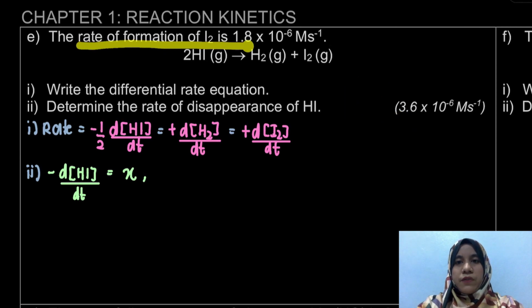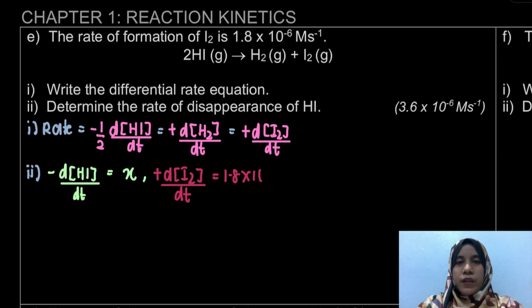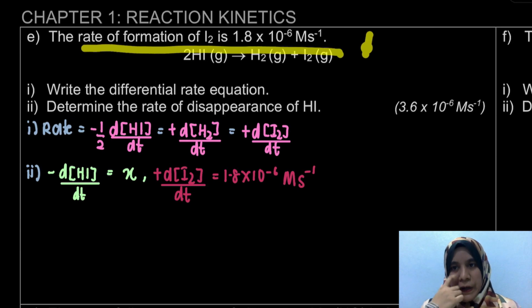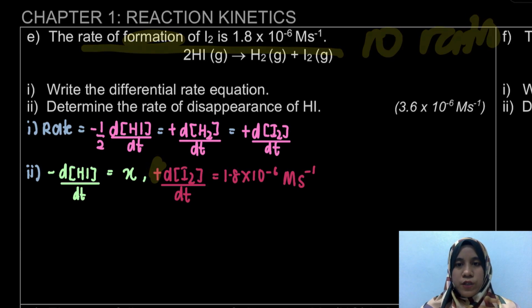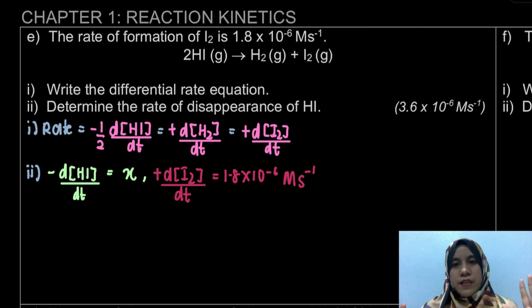But the information given is the rate of formation. Formation is forming product, so it will be positive. So positive dI2 over dt is equal to 1.8 exponent negative 6 molar per second. So this is the information that we have. For this one as well, we don't have to include the ratio, only the positive or negative sign.